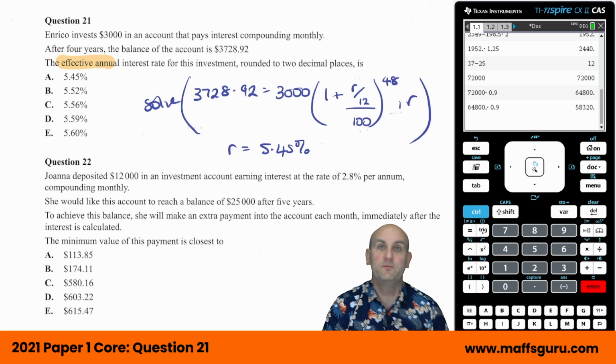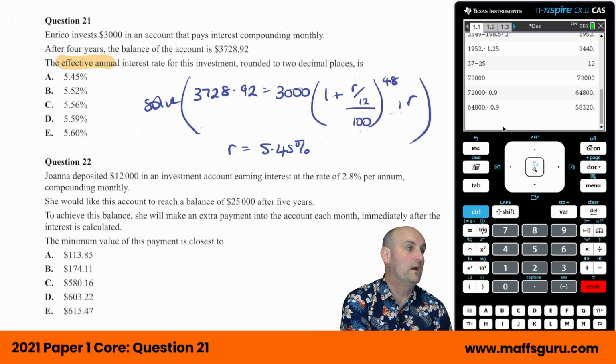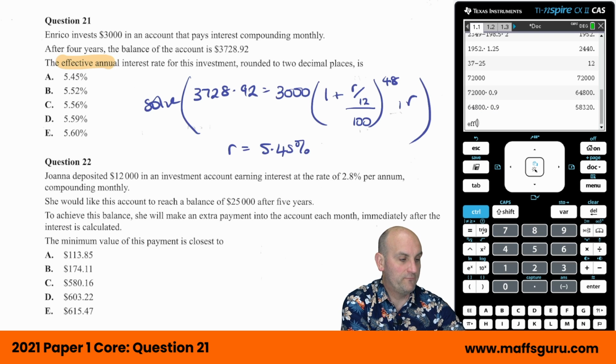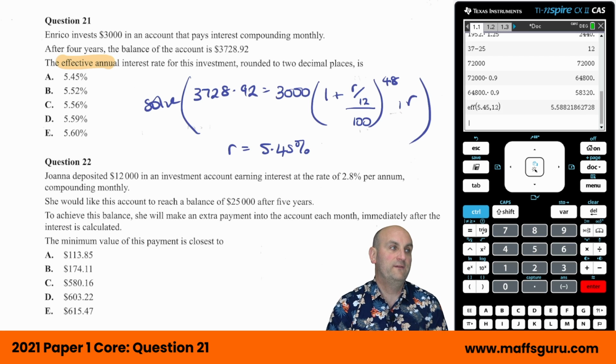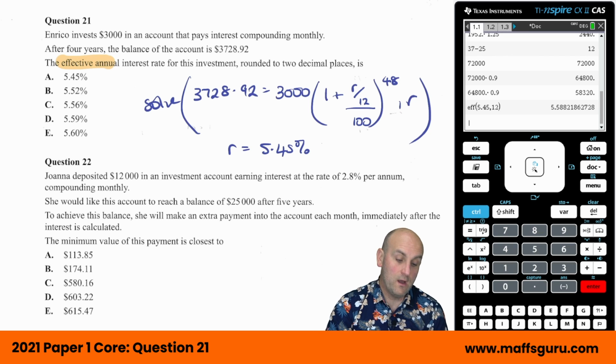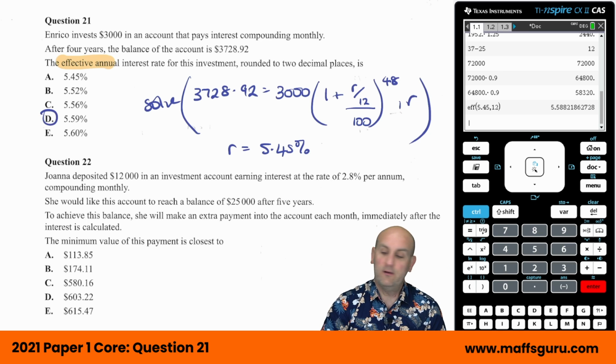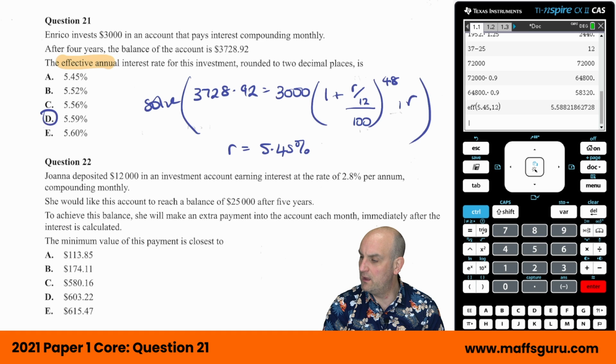5.45%. Now what I've got to remember is that was monthly. I then went menu, finance, interest conversion, effective interest rate, and I put 5.45, comma, 12, because that's going to tell me my effective interest rate was 5.59%. So I would suggest D there was my correct answer. There are other ways of doing this. I think other people did it on the financial solver.